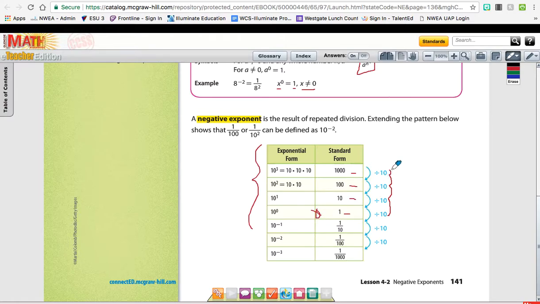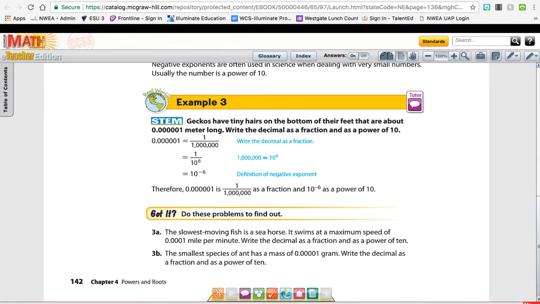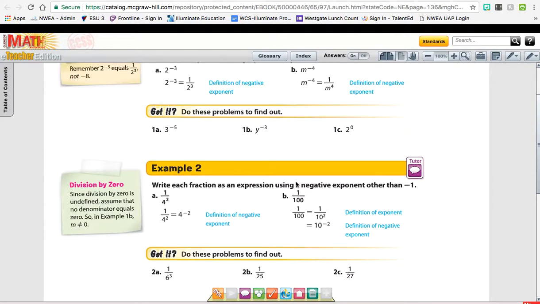But now that you see the pattern here, 10 divided by 10 is equal to 1. And if we keep with our pattern, when we take 1 divided by 10, we get 1/10, which is 10 to the negative 1. And 1/10 divided by 10 is 1/100th. Study this pattern on your note sheet as you fill it in, and we'll do some more practicing during this lesson. On your note sheet, the first one we have is on page 142, 1A, B, and C.